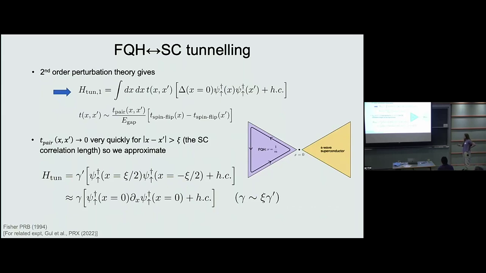But I can still simplify this tunneling term by noting that this pair correlation here will be very quickly suppressed once the difference between x and x prime is greater than the correlation length of the superconductor here on the right-hand side. And so I'm just going to essentially set the difference to that correlation length, and then follow up by simplifying even further by expanding in that correlation length. So giving something here where I have psi dagger, d_x psi dagger, now at x equals 0.